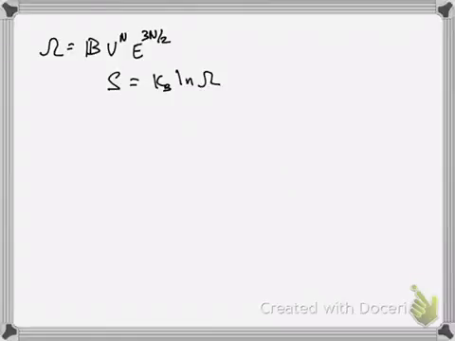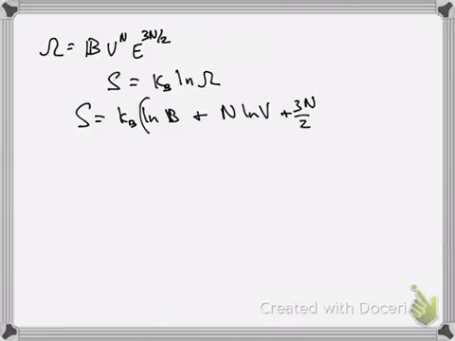Now, one thing I could do is write this out term by term: k Boltzmann natural log of B plus N natural log of V plus 3N over 2 natural log of E. I could do that, but that's actually pretty bad practice. You probably already know why: I'm taking the natural log of things that have units, and you really should never do that.